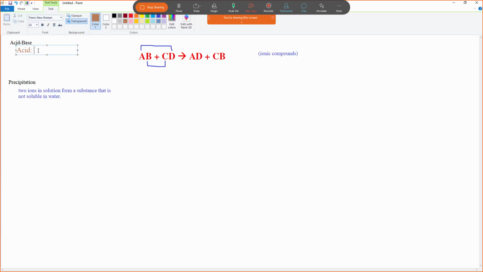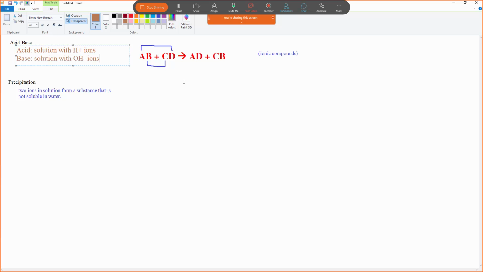We'll do a more complicated definition in a little bit, but just to give us a little start, an acid is a solution with hydrogen plus ions, or a substance which adds hydrogen ions to solution. A base is a solution with hydroxide ions, or any substance which is going to add hydroxide ions to a solution would be a base.